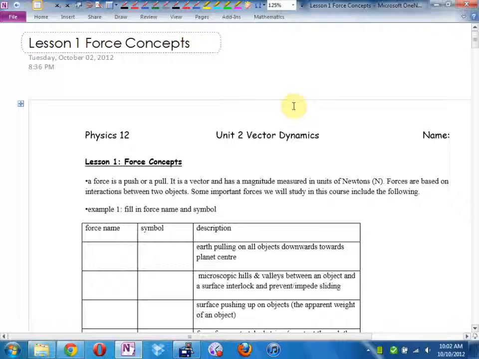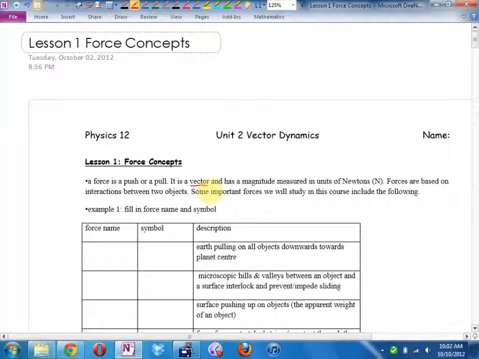So, lesson 1, a force is a push or a pull. That's as good a definition as anything for now, I guess. It's a vector. That's really important, so we're going to actually choose to underline that, because this is the unit where suddenly stuff is going to be moving left and right and up and down and at an angle, slanty. And it has a magnitude measured in units of newtons. The units for force is newtons, named after a scientist whose last name was? Newton. Very good. Forces are based on interactions between two objects.